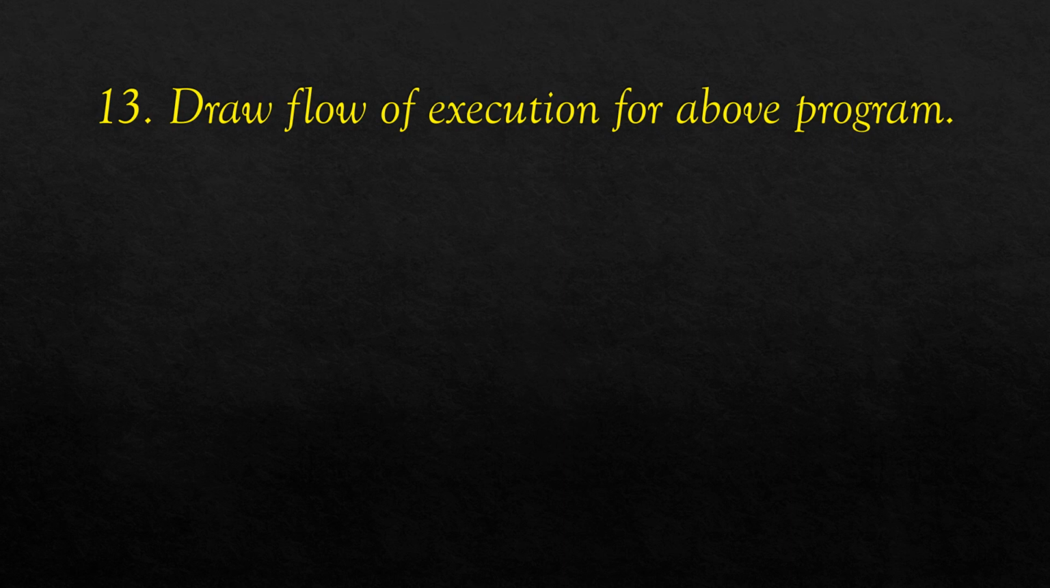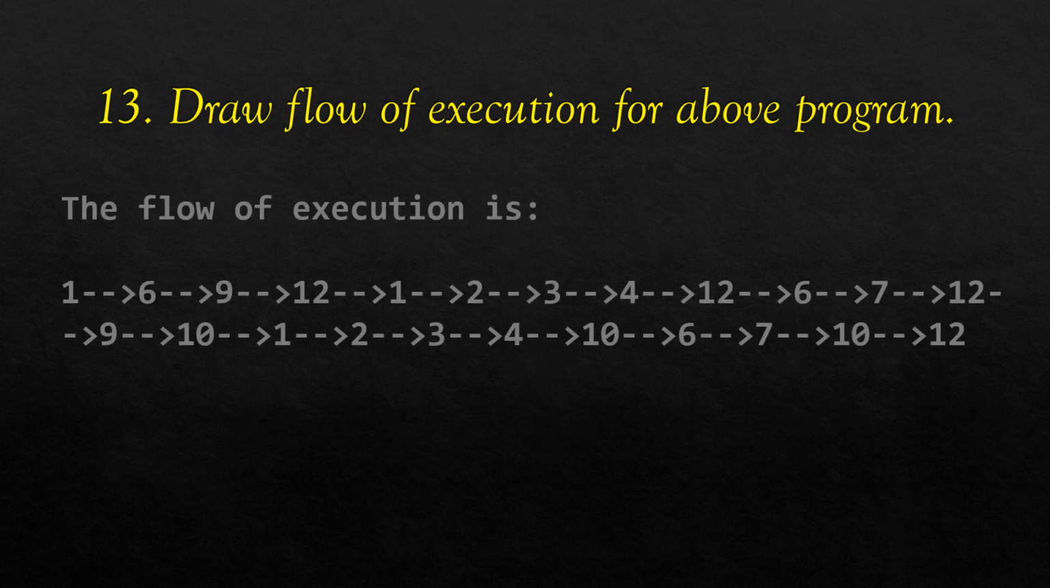Now the next question is to draw the flow of execution for the above program. As you can see, the line numbers are like this. First line will be executed. That means one function definition is there, and it will come out of that function definition. We'll go to line number 6 where the next function, length, is defined. Now it will come out of that, and we'll go to line number 9 where the main function is defined. Now it will come out of that again. We'll go to line number 12 where the print statement is there. And within the print statement, the sum function is called.